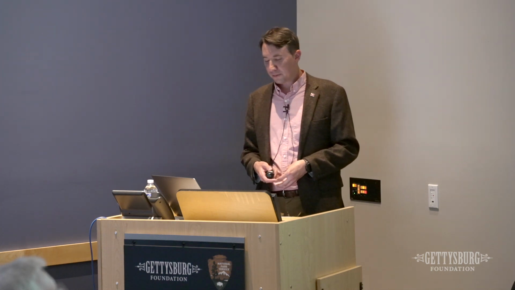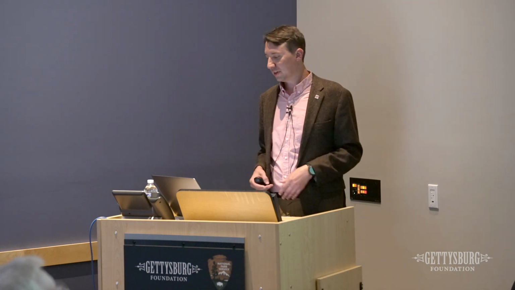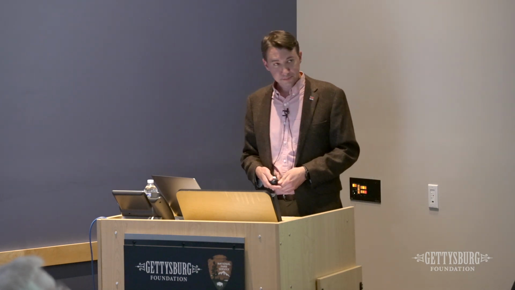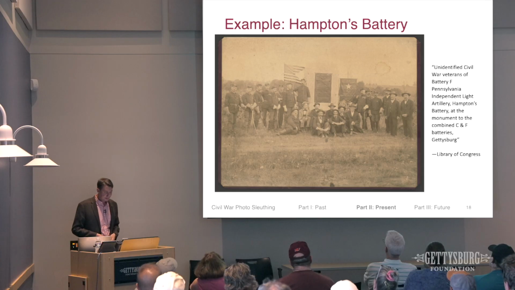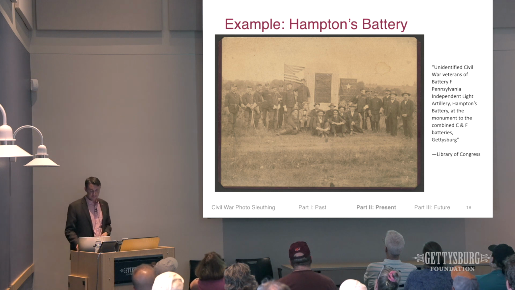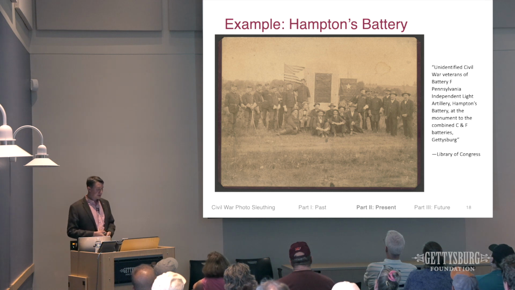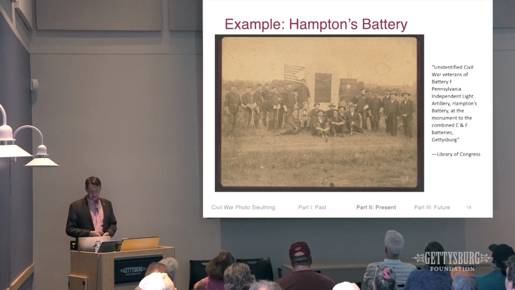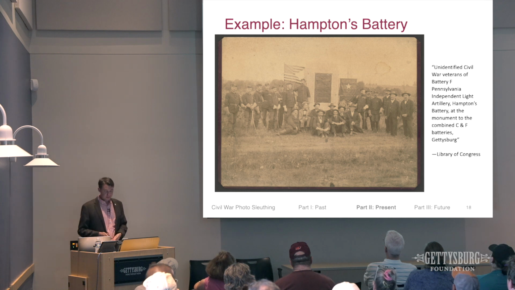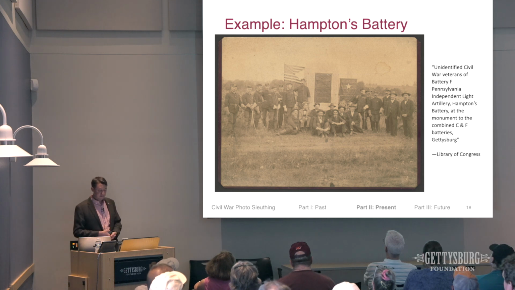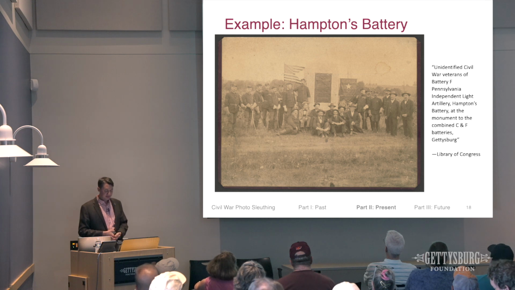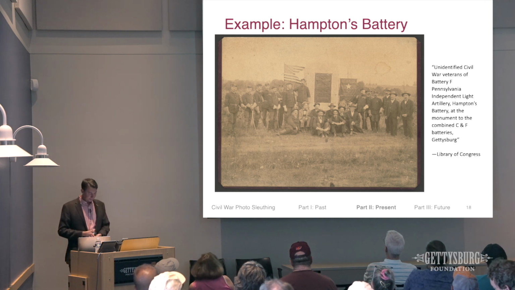Let me tell you another example. Tell me about another example of how we do photo sleuthing today. One of my favorite examples that I worked on recently that relates to Gettysburg. So here's a really cool photograph from the Library of Congress showing a group of men here at Gettysburg. And in fact, we know a little bit more than that. The Library of Congress gives this the caption of Unidentified Civil War Veterans, Battery F, Pennsylvania, Independent Light Artillery, Hampton's Battery, at the monument to the combined C and F batteries in Gettysburg.